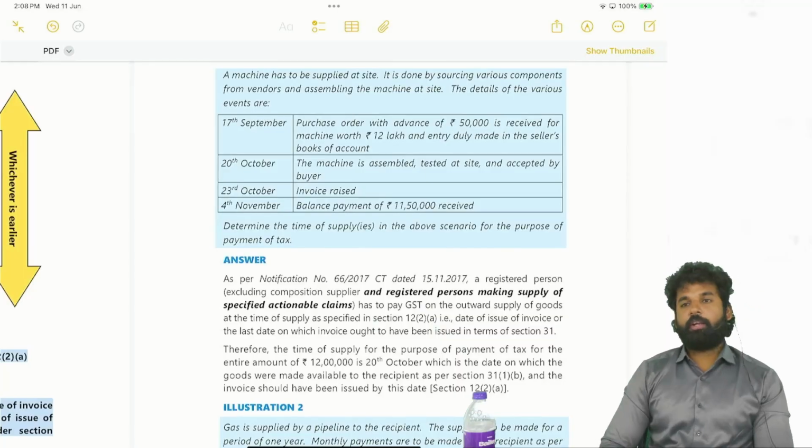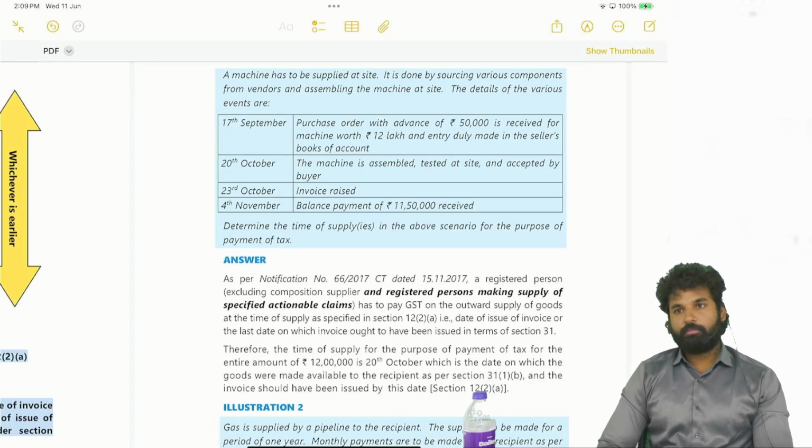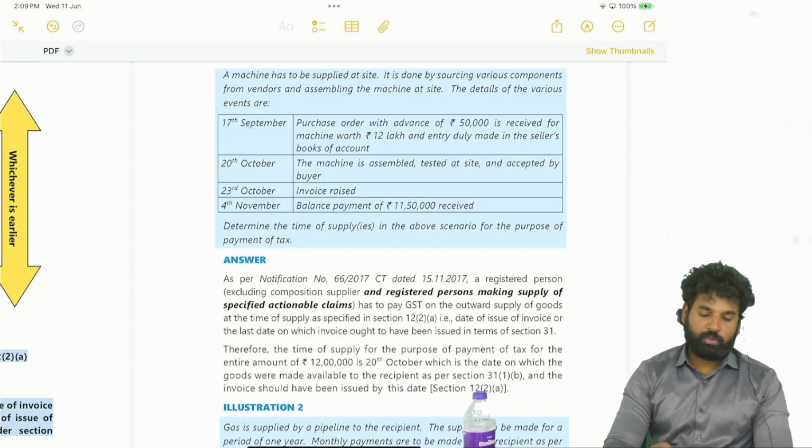See, for the entire supply of 12 lakh rupees, the time of supply will be 20th October. He has received 50,000 advance on 17th September out of 12 lakhs. But still, advance with respect to supply of goods need not be considered. Now, you need not make the payment of GST on advance for goods.